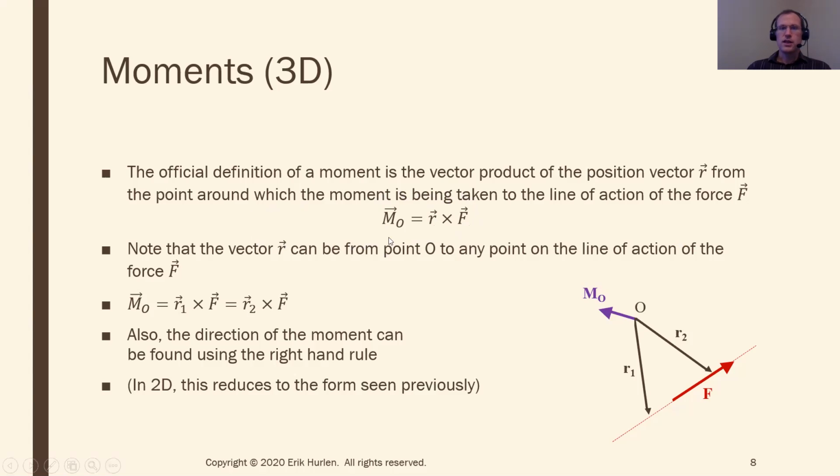Another nice thing about this is the position vector r can be any position vector that starts off at point O and goes to the line of action. So in this case here, I have 2 of them: R1 goes from O to the line of action, and R2 goes from O to the line of action. If I take R1 cross F, or if I take R2 cross F, it gives me the exact same answer for the moment. So that's another nice thing about moments. You can take any position vector you want, as long as it starts on the point you're taking the moment around, in this case point O, and goes to anywhere on the line of action of the force. The cross product, the geometry, it all works out.